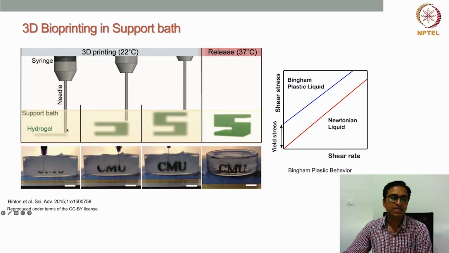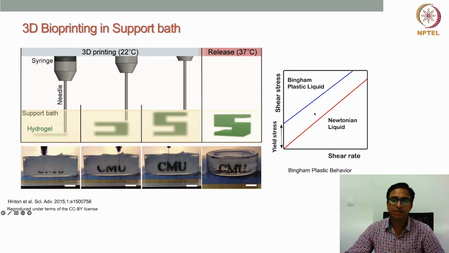Another thing is, gelatin microgel also behaves like a Bingham plastic. From this graph you can clearly see a Newtonian fluid, where there is no yield stress present. At 0 shear rate, there is no stress. As we increase the shear rate, the shear stress keeps increasing linearly. That is the property of a Newtonian liquid.